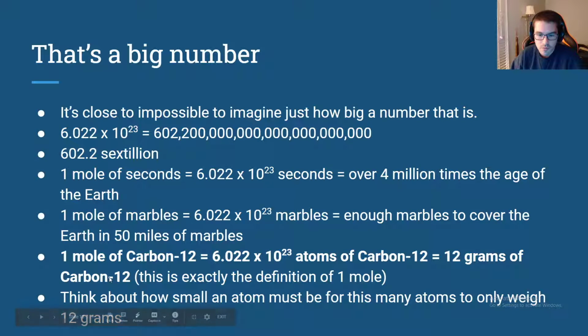All right, well, here is the important part of this slide, and I've bolded it here because it is important. 1 mole of carbon-12, which is a specific isotope of an element, is 6.022 times 10 to the 23rd atoms of carbon-12. That is 12 grams of carbon-12. So this is actually the definition of 1 mole. This is what a mole really is. Not only is it 6.022 times 10 to the 23rd atoms of carbon, but it's also 12 grams of this type of carbon. That's going to be important in just a minute.